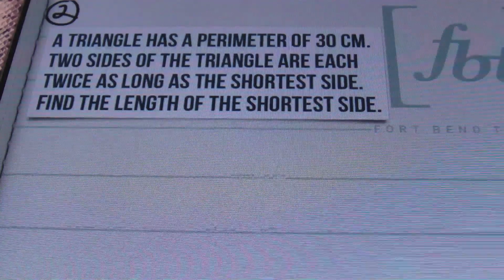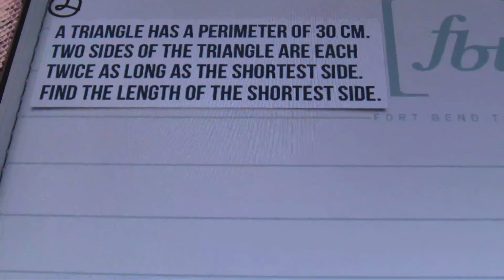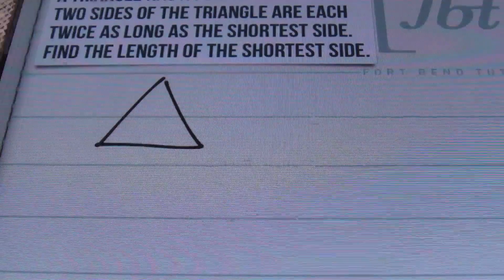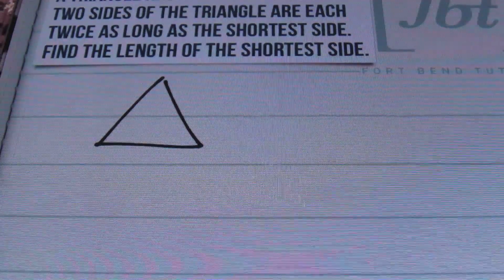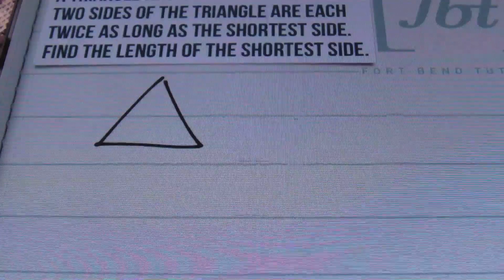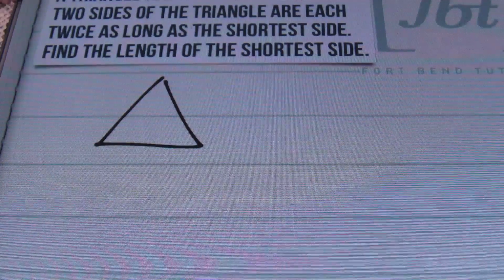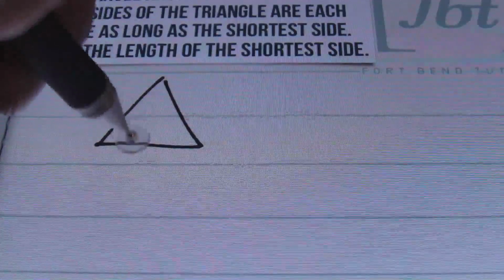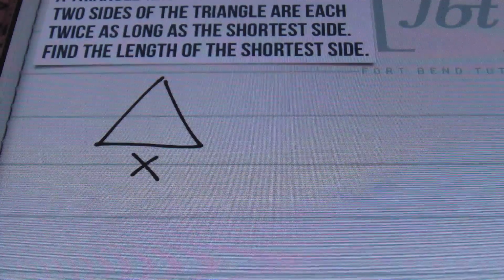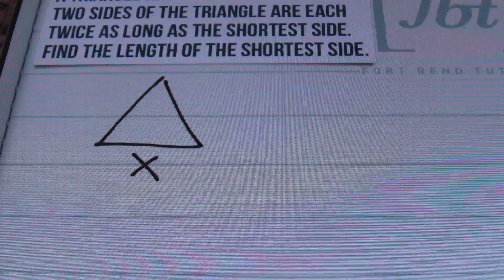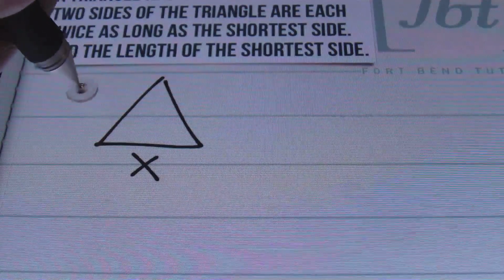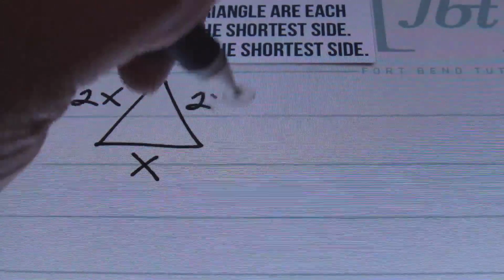So what I'll do first of all is, once again, draw a picture. All right, so let's see if I can draw a triangle today. All right, that's not bad. I've seen worse. And we do know that two of the sides of this triangle are each twice as long as the shortest side. So let's say that this bottom side here is my short side, that's my unknown value, and that the other two sides are going to be twice as long as that. So that means that this will be 2x here, and that'll be 2x.